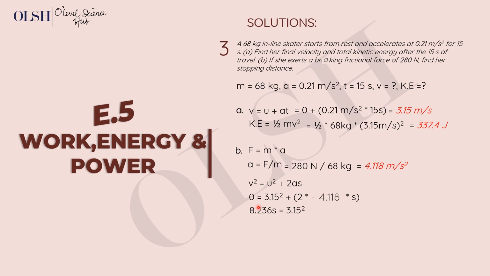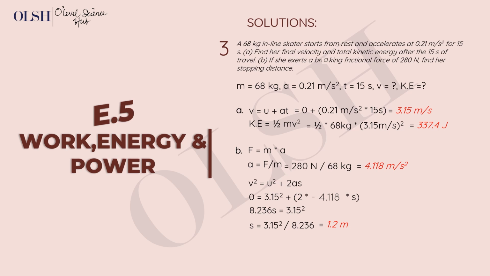So if we do that, we have 0 equals 3.15 squared plus 2 times minus 4.118 times s. When we simplify that, we get 8.236s equals 3.15 squared. This comes over to the other side, so it loses the negative sign. If we make s the subject of the formula, we have 3.15 squared divided by 8.236, which gives us 1.2 meters as her stopping distance.